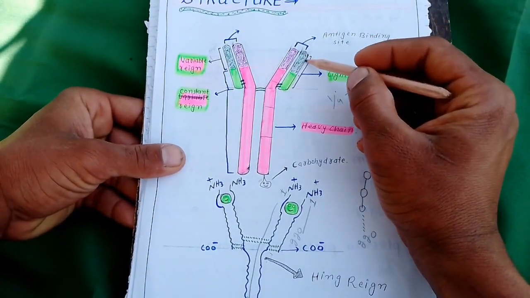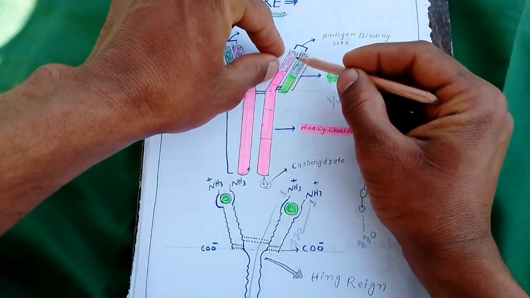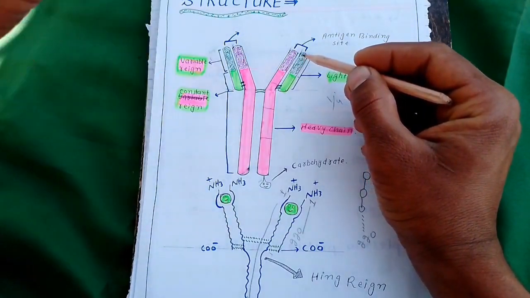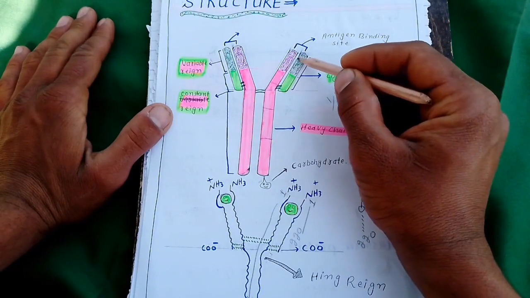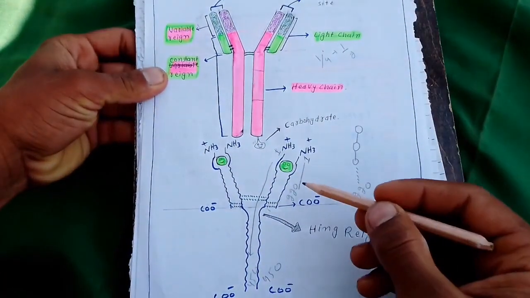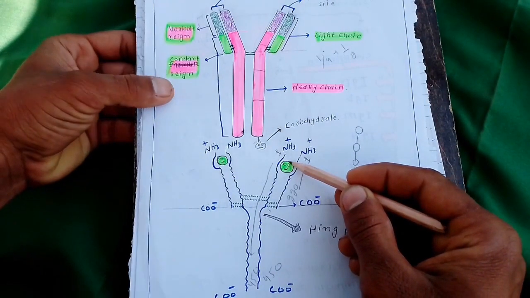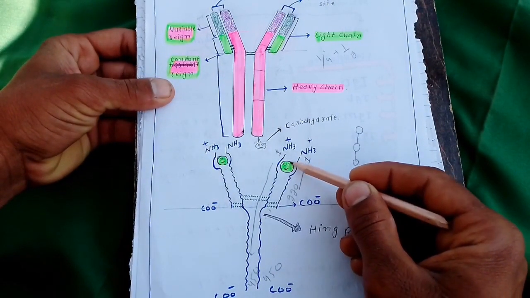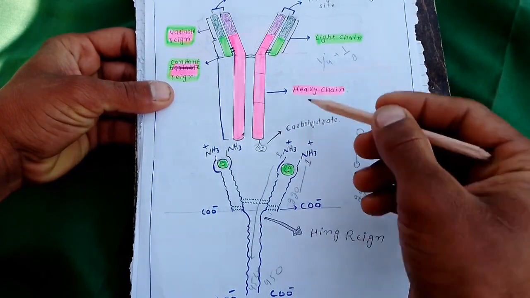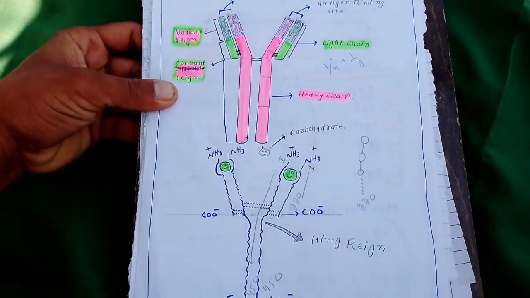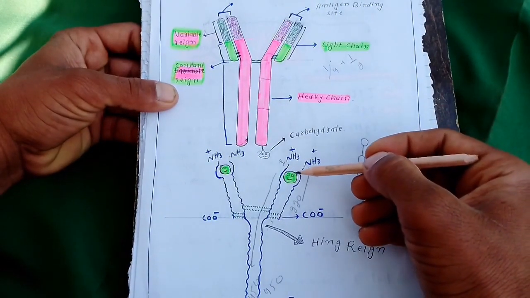Why is it called the variable region? Because the arrangement and placement of amino acids, and the number and sequence of amino acids, in this region is variable. There are different types of variable region because they attach to different types of antigen. This is also called the antigen binding site, because the antigen is bound to this site.